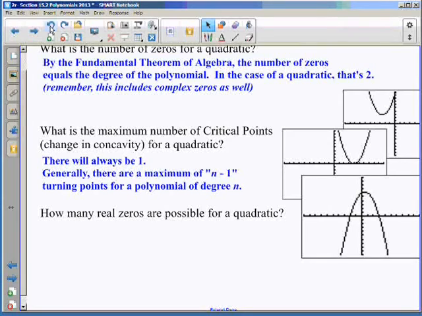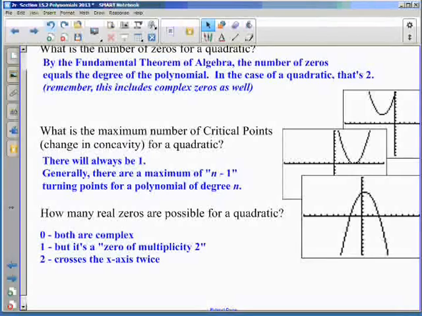And last, how many zeros are possible for a quadratic? Well, there are 0 real zeros if the quadratic does not cross the x-axis, but there's still zeros. There's just no real numbers. They're going to both be complex. 1 if it just touches. That would be a zero of multiplicity 2, or we could call it a double zero. And then last, if the quadratic crosses the x-axis twice, there are 2 real zeros. That was basically what you dealt with mostly in Algebra 1. Didn't have to deal with complex numbers.